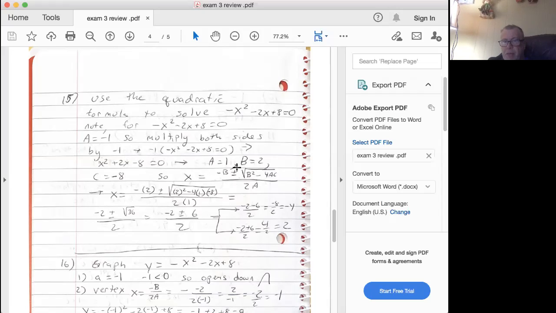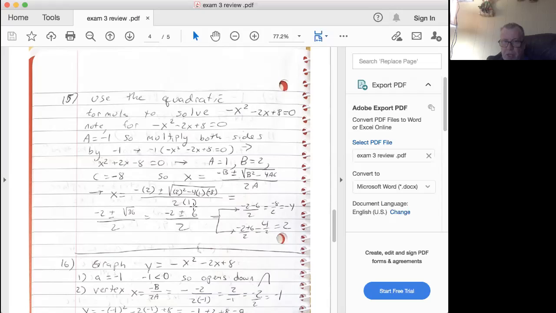So x equals minus b plus or minus the square root of b squared minus 4ac, over 2a in the quadratic formula. So every place I see an a, I put a 1 in parentheses. Every place I see a b, I put a 2 in parentheses. And where I see that c, I put the minus 8 in parentheses. I work underneath the square root first. So I put in my calculator, in parentheses, 2 squared minus 4, in parentheses 1, in parentheses minus 8. That gives us 36. So the square root of 36 is 6.